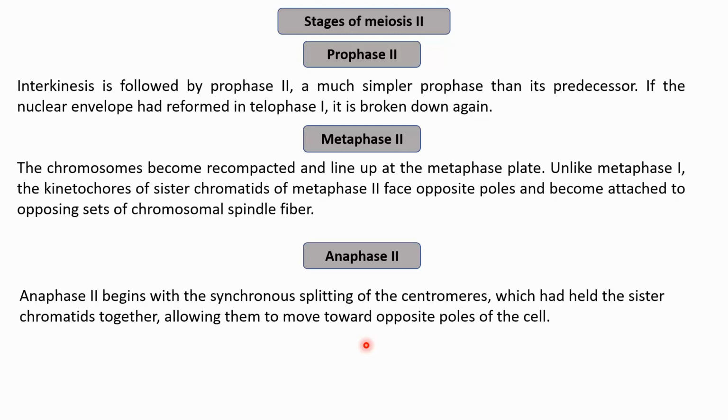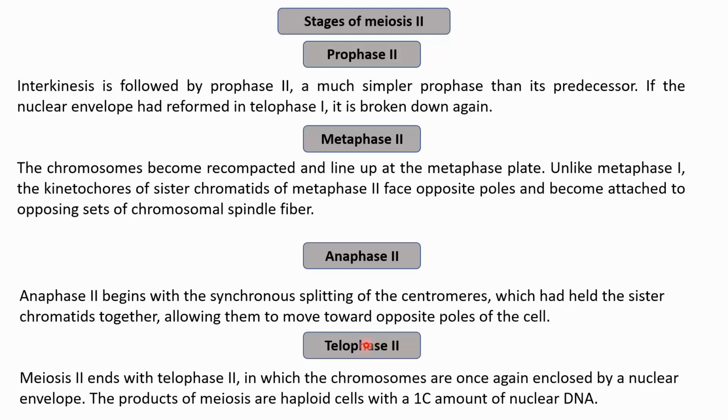Then in the next stage, anaphase 2, this begins with the splitting of the centromeres, thus resulting in the separation of the sister chromatids, and these sister chromatids move towards the opposite poles of the cell. This stage is followed by telophase 2. Telophase 2 marks the end of the meiotic division, and this is the last stage of meiosis 2.